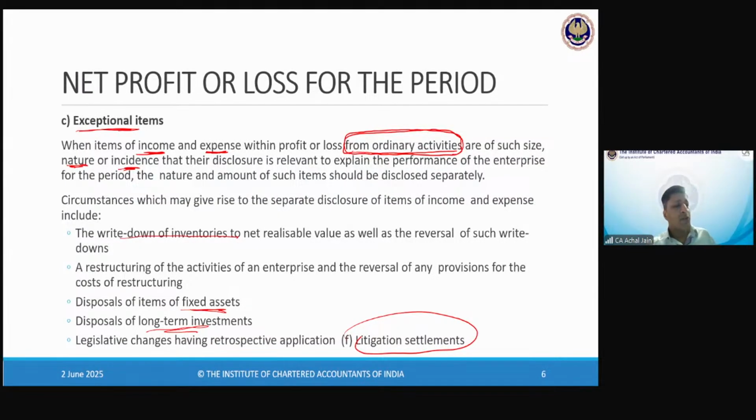Rohan is saying where to disclose in the notes to accounts. So this disclosure will be given in the financial statements, in the notes to accounts. So disclosure is all about explanation. You'll explain the nature of the transaction and the amount involved. So that's what you'll do.